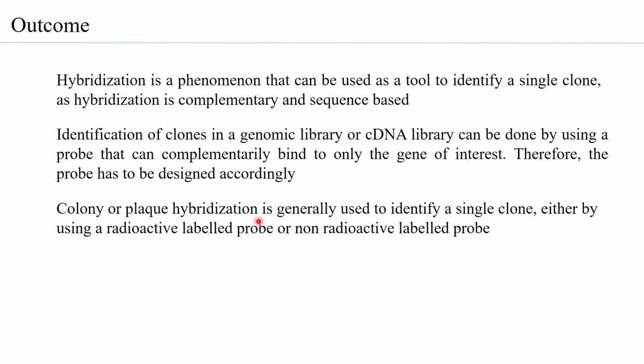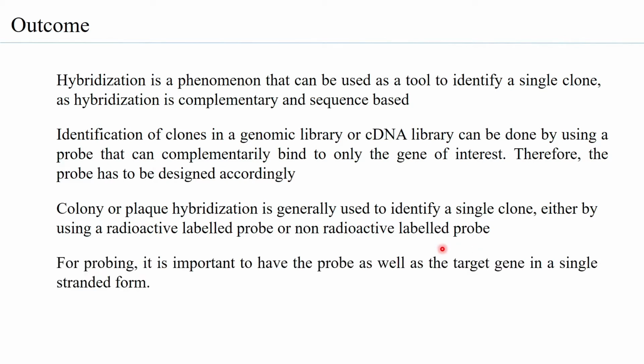Colony or plaque hybridization is generally used to identify a single clone, either by using a radioactive labeled probe or a non-radioactive labeled probe. For probing, it is important to have the probe as well as the target gene in a single-stranded form. Only when they are single-stranded can they complementarily bind to each other. So this is an important factor that has to be addressed when one is carrying out hybridization.